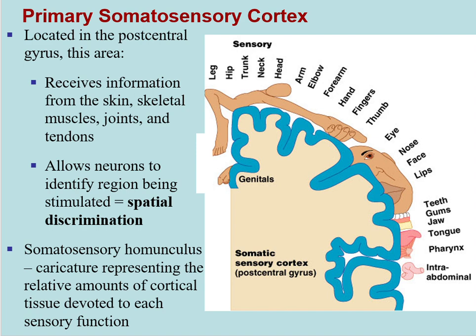Here we see on the right the somatosensory homunculus, that caricature that represents the relative amounts of cortical tissue devoted to each sensory function. And so it's showing you that we can receive sensory information from all over the body. But there are parts of the body that will send more sensory information to the brain, specifically to the primary somatosensory cortex in that postcentral gyrus.